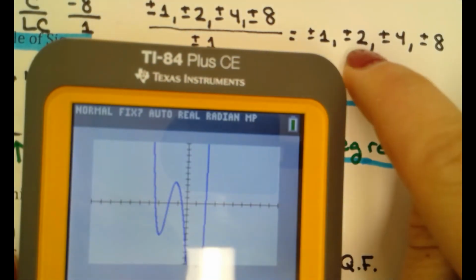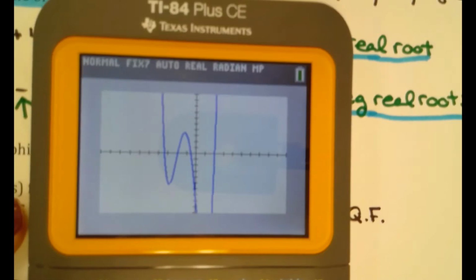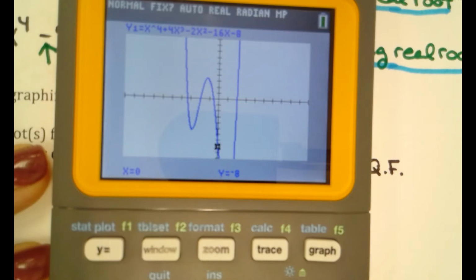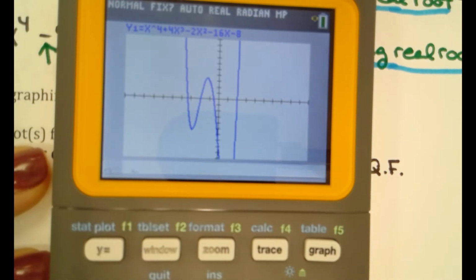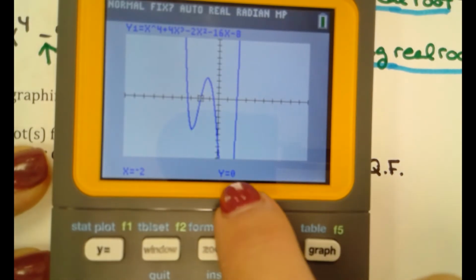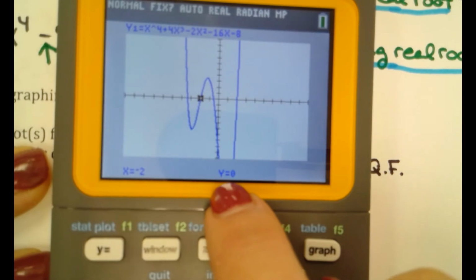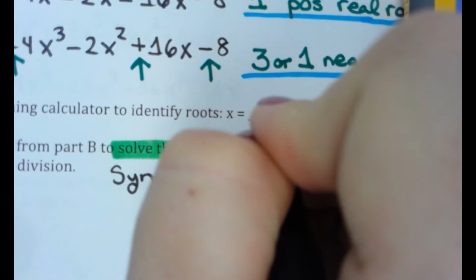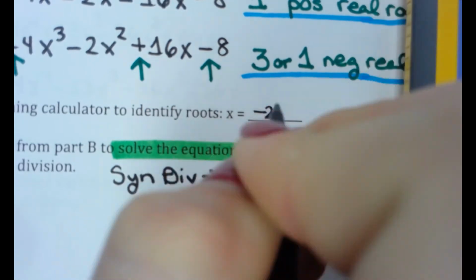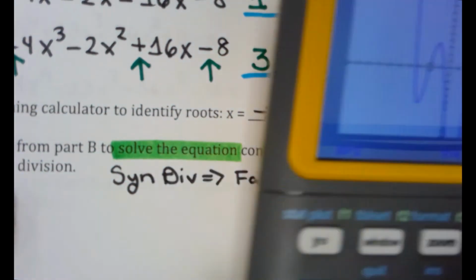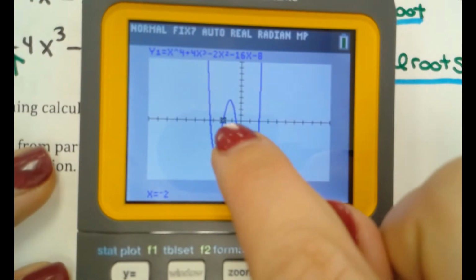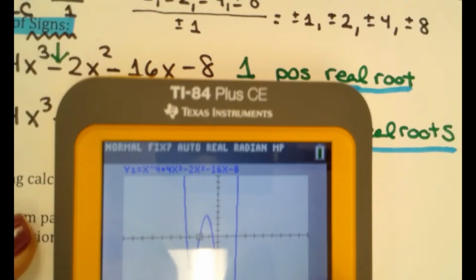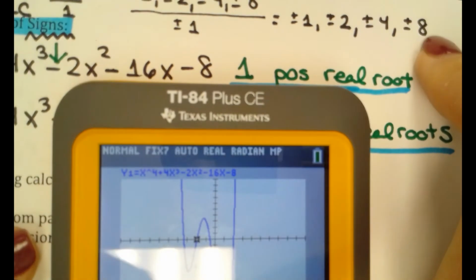That is one of my possibilities, so I am going to verify it by hitting trace and typing in -2, hitting enter, and I verify that it says 0. So for certain it goes through -2, 0. So I'm going to write down -2 right here. And I'm going to come back. Okay, it looks like it goes in between 0 and -1. That is not one of the possibilities. I don't write it down.